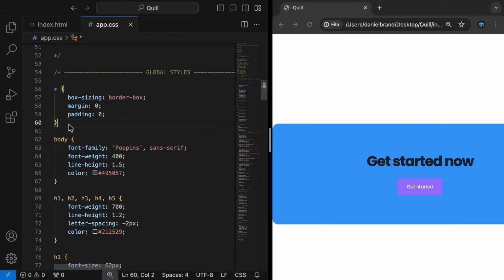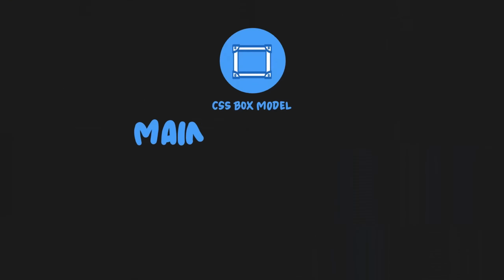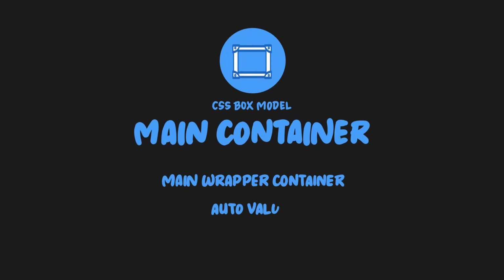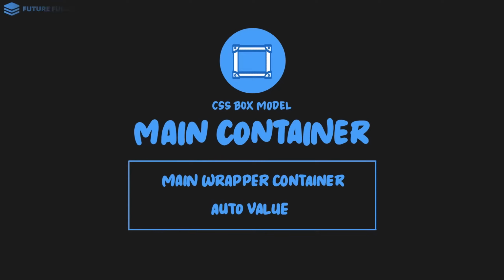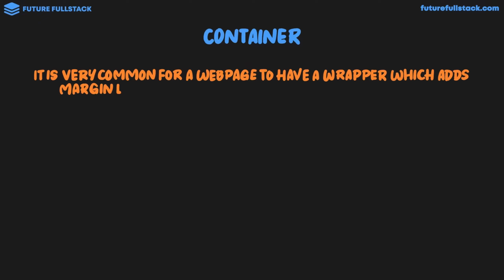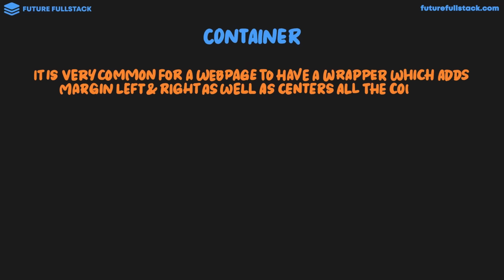Now it's time to learn how to create a central layout structure for your web page by defining a main container. We'll be discussing the main wrapper container and the auto value. So what is a container? It is very common for a web page to have a wrapper which adds margin left and right as well as centers all the content.